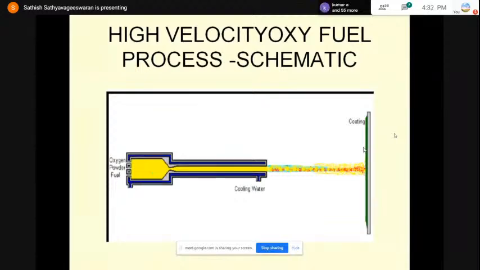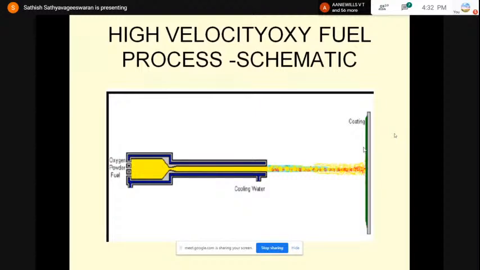The next one is the high velocity oxyfuel process, and here you will be having a chamber. Inside the chamber, you are going to supply an oxygen flame, so combustion will take place. The powder is being fed along the same axis. The powder particle will absorb the heat energy from the combustion flame, and finally it gets melted, and it will be allowed to accelerate at a very high velocity over the substrate.